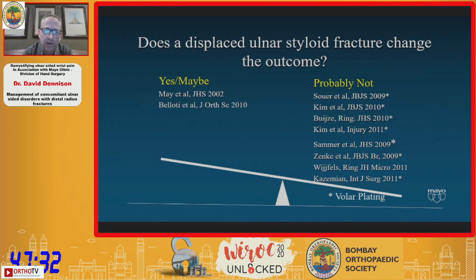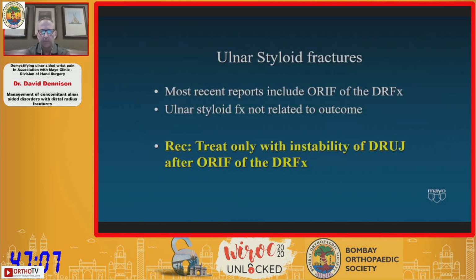So does it matter if the ulnar styloid is displaced or not as far as outcome? Earlier on and somewhat before volar plating, it was thought that these mattered probably a little bit more, but there have been many reports that show that volar plating is probably protective, and that the styloid fractures themselves can be largely, I wouldn't say ignored, but you don't have to absolutely fix anything unless the DRJ is unstable. So we tend to recommend treatment only if there's instability of the DRJ after the radius is reduced anatomically and is stable as far as fixation.